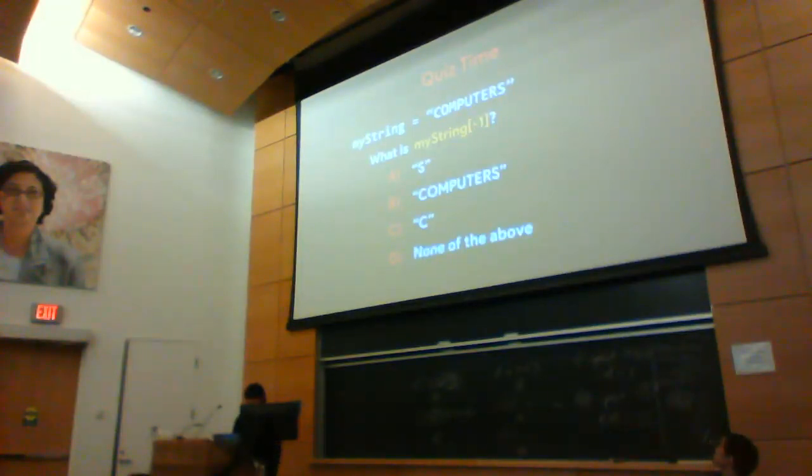Okay, what about this one? My string at -1. What does this give me? Who says A? Good. Who says B? Who says C? And who says D? None of the above. Okay, good. So it was S. So just the very last string. Would -2 give you R? Yes, the answer is yes. So this is like indexing backwards.